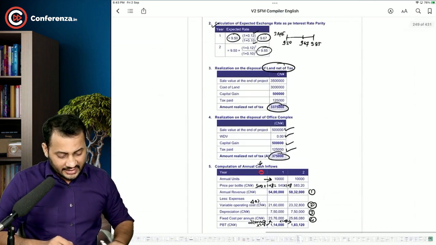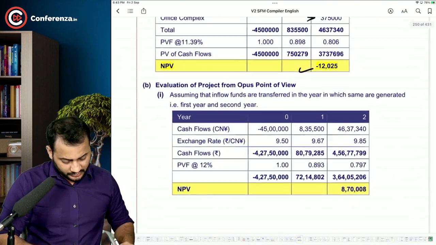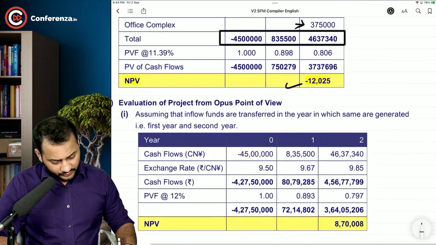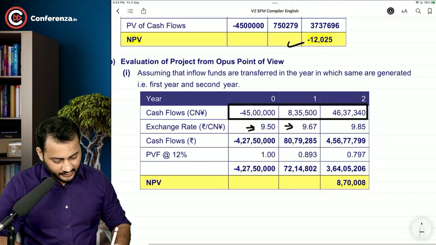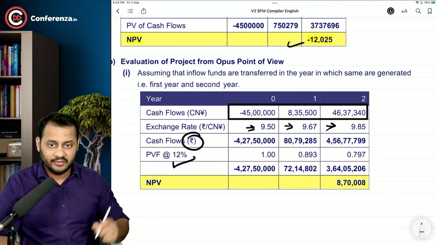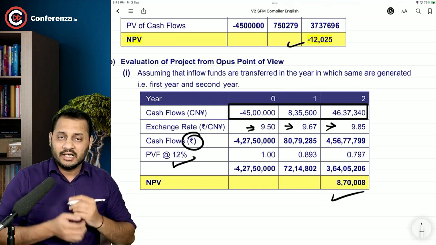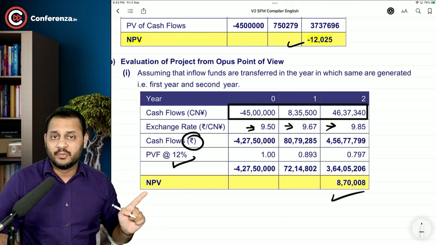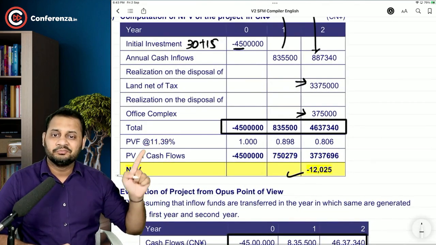Now try to convert these cash flows. These are the net cash flows, these three. So you take these cash flows and convert them with the respective exchange rate in terms of rupees, and once it is calculated in rupees, discount it with the Indian rupee rate, and you see there is a net present value of 8,670,000. That means when your requirement is to earn 12% in rupees, you are making a good profit. But when your requirement is 11.39% on Chinese yuan, then you are making a loss.